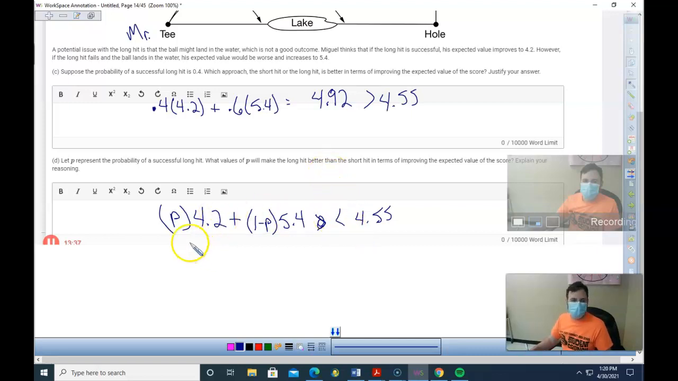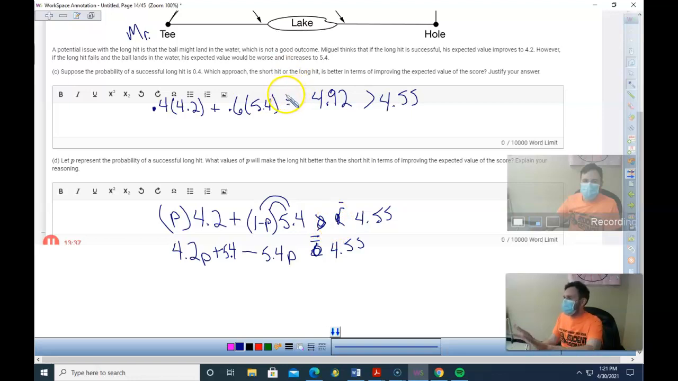From here, it becomes algebra. I get 4.2p plus 5.4 minus 5.4p. When's that going to be less than 4.55? Actually, I'm going to make it equal to, and then we can interpret. Because golf's a little bit tricky, when you get this, it's not going to be your final answer. So I'm going to find out when it equals, and then think about how to interpret that as an answer. Because I actually want that probability to be higher, since I'm doing the probability of hitting the ball well. If I would have put my P over here, then I could have kept it less than. When I do that, I get 5.4 minus 0.8p equals 4.55.